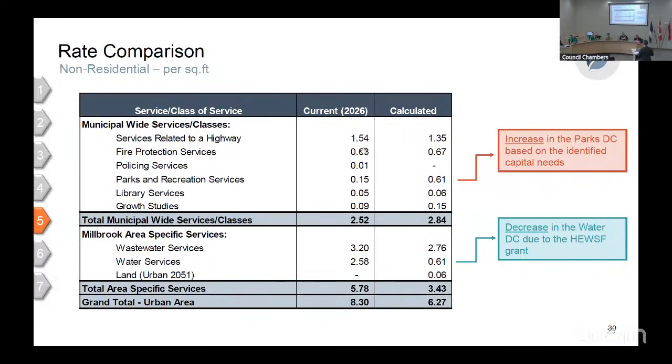Now on the non-residential side, we see very similar numbers. From the township-wide, it's $2.52 going up to $2.84. But if you're in the urban area, it's going down from $8.30 down to $6.27 per square foot.